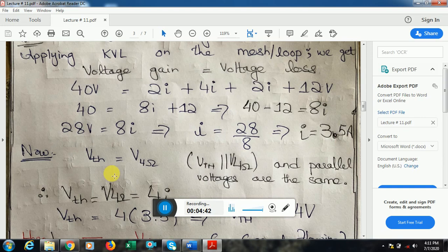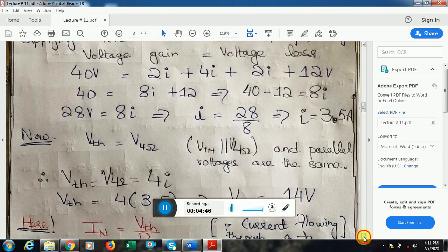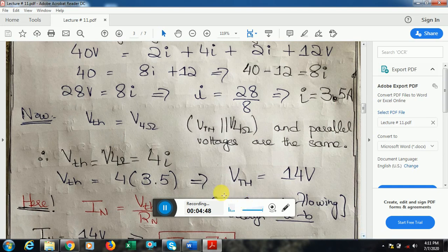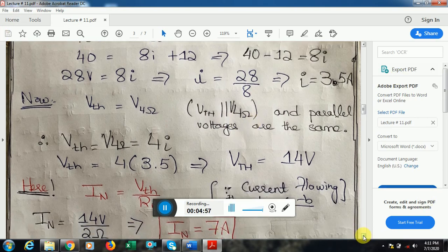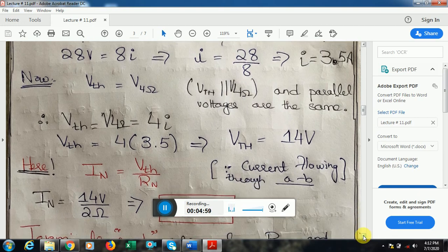So now we know that, and we have to find the current through terminal A to terminal B. First of all, I find the V Thevenin, which is the 4 ohm V4 ohm, because these two elements are in parallel to each other. Please recall that parallel elements have the same voltage. So V Thevenin is 4I. I put in the value.